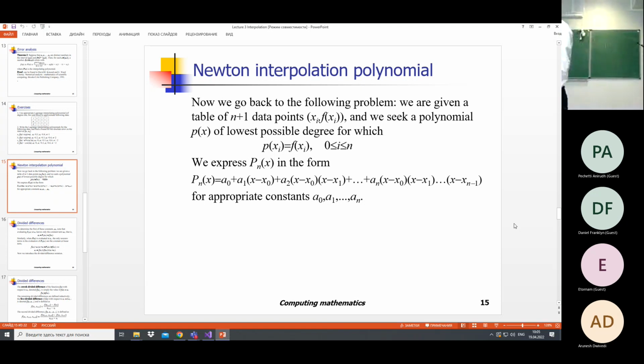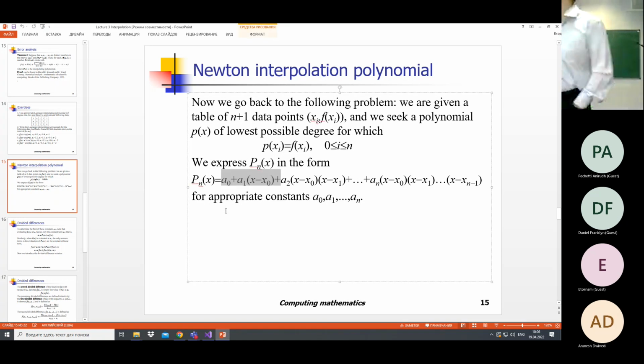And here on this slide, you may see the general form of this polynomial. Pn equals a0 plus a1 times (x minus x0) plus a2 times (x minus x0)(x minus x1) and so on. Suppose that I have only 2 points, x0 and x1. Using only 2 points, I can write a polynomial of first degree.